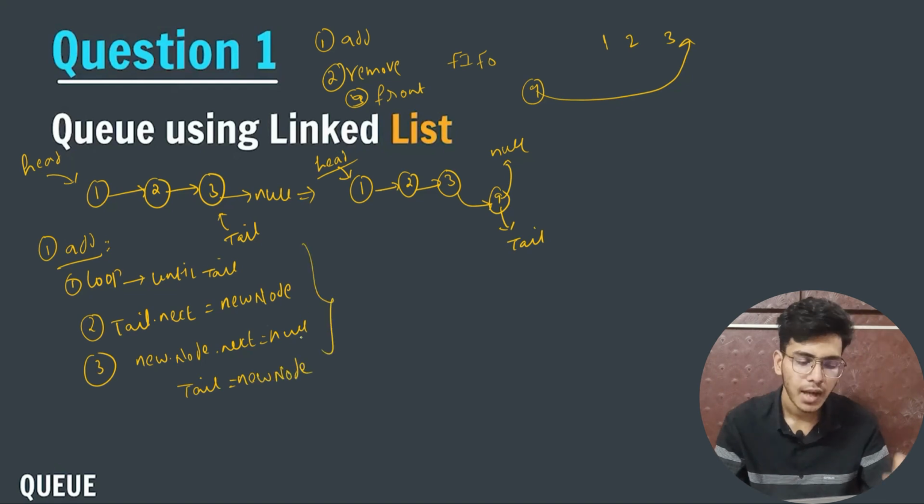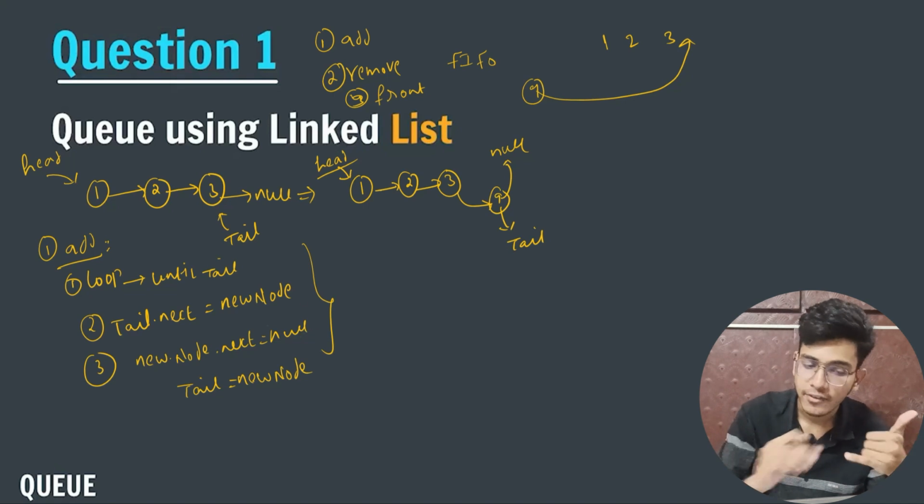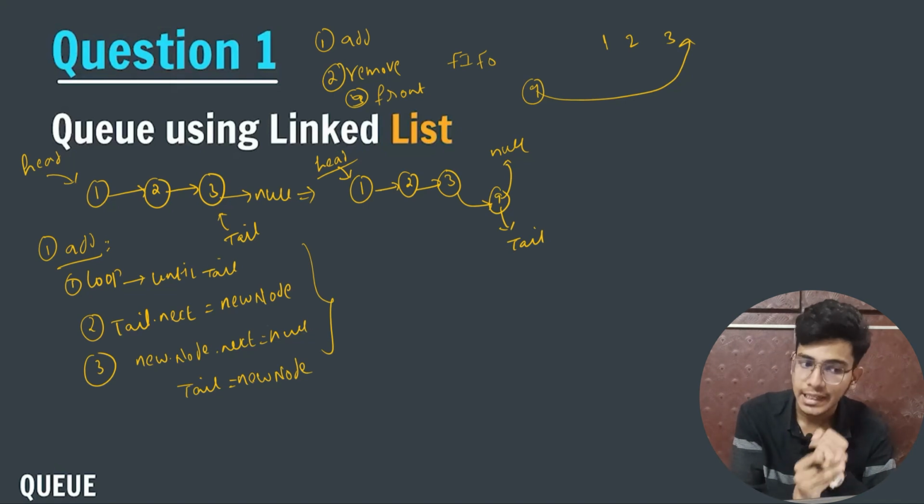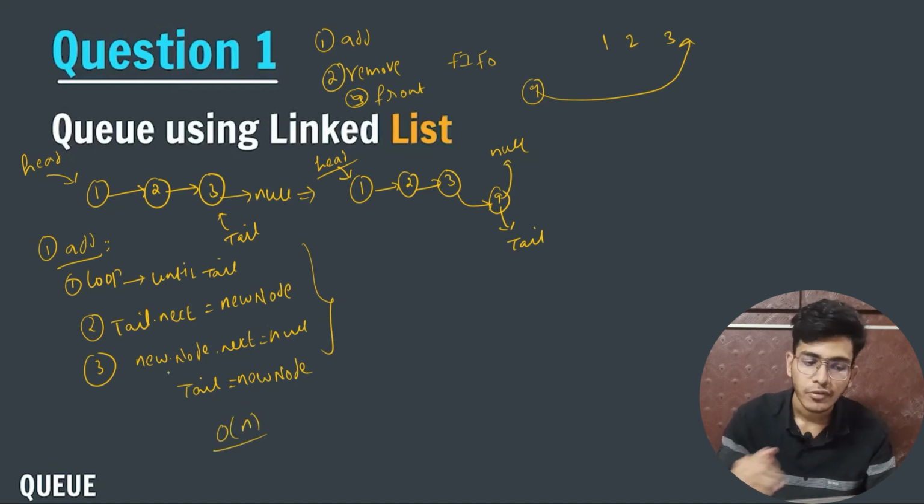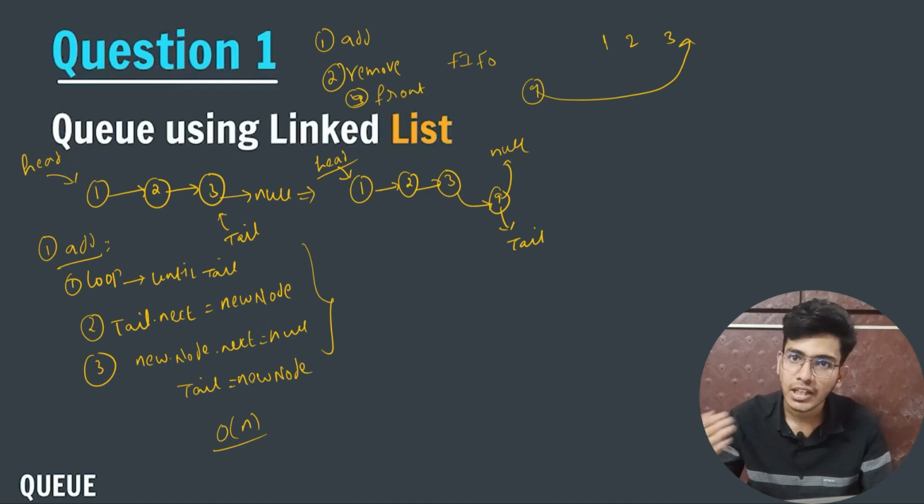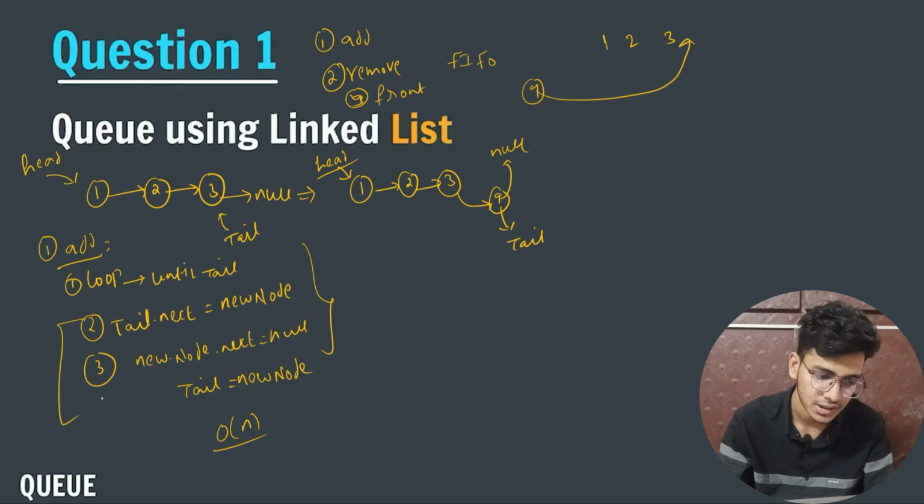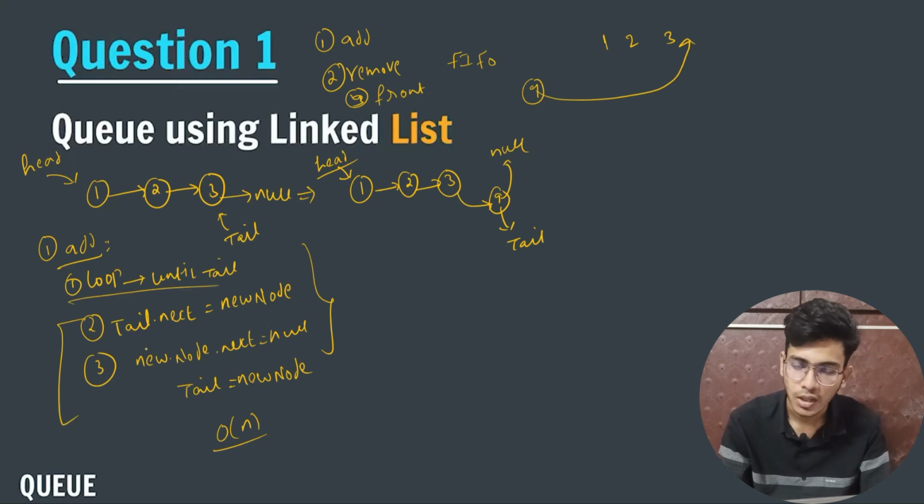Now in this adding operation, while implementing a queue using a linked list, the adding operation will generally take O(n) time, because we are iterating through each and every node in my linked list, and after iterating through each node, I am changing the value of tail. I am performing these 2 operations, right? So first of all, this loop will take O(n) time, or you can say the complexity of this loop will be O(n).